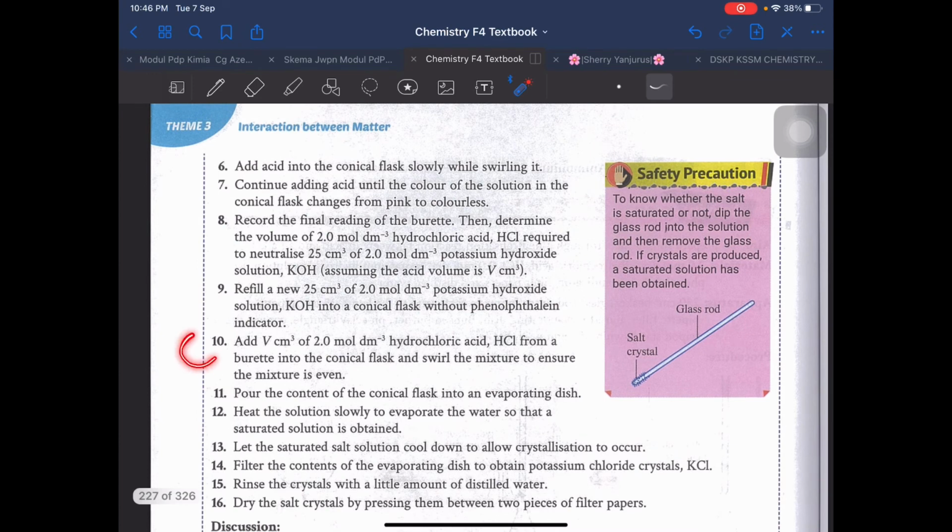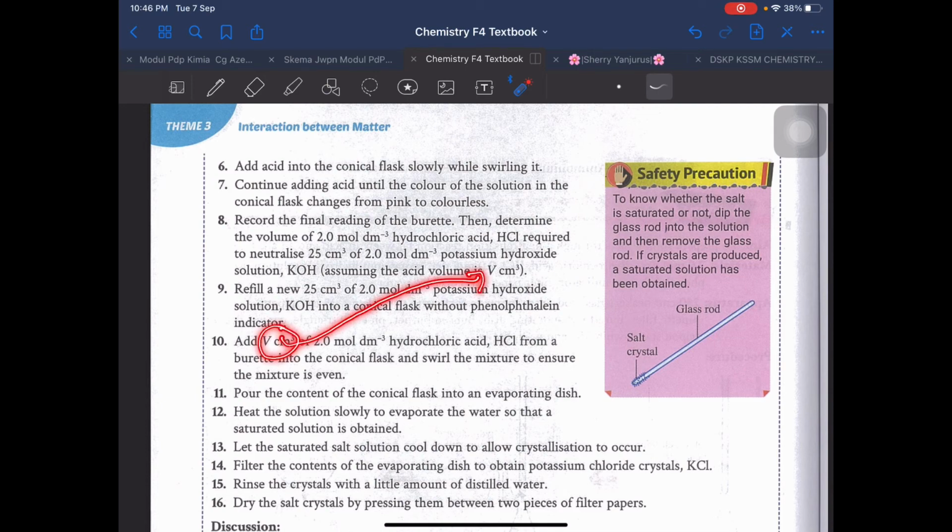Okay, number 10, add V cubic centimeter of 2.0 mol per cubic decimeter hydrochloric acid from a burette into the conical flask and swirl the mixture to ensure the mixture is even. Okay, dari mana itu V? V is the volume yang tadi.